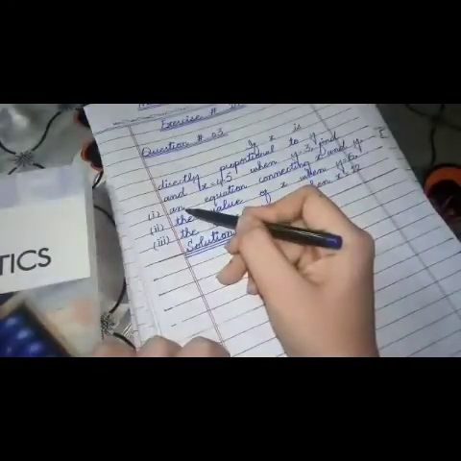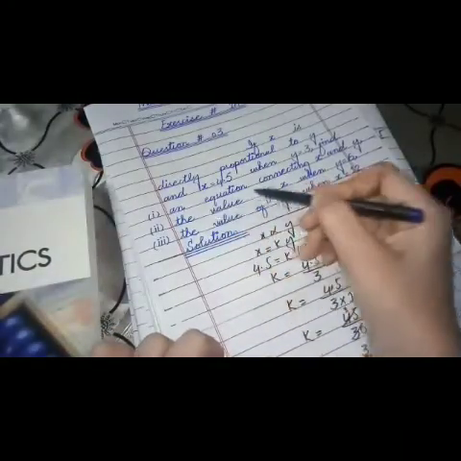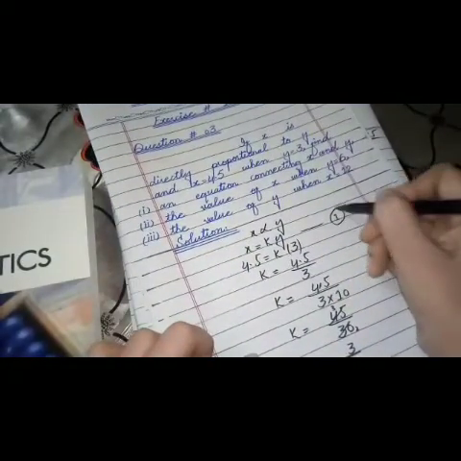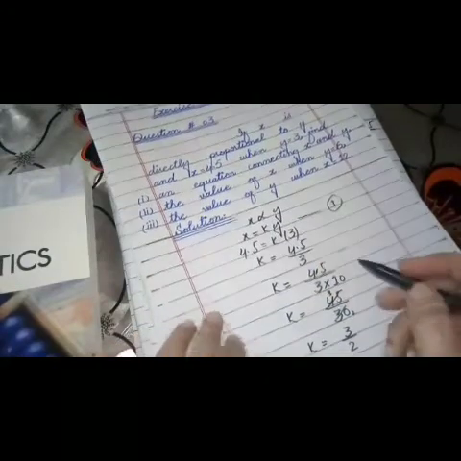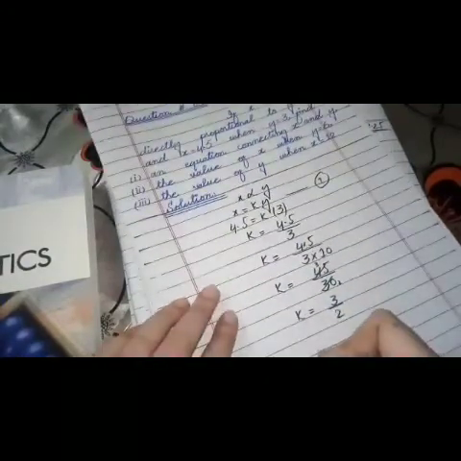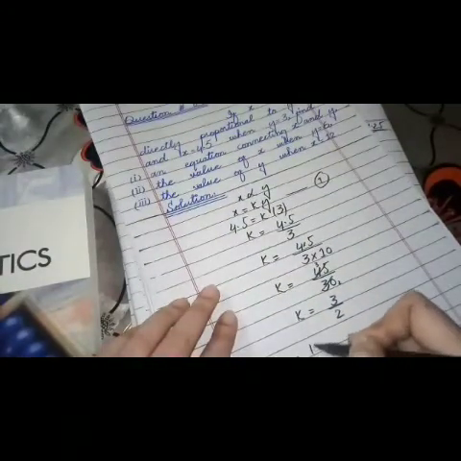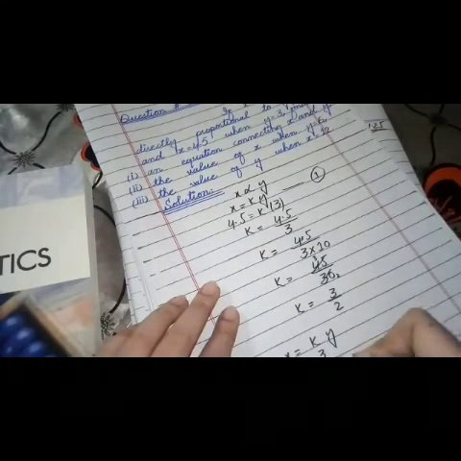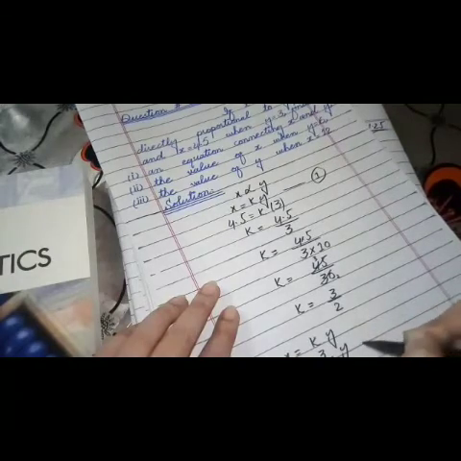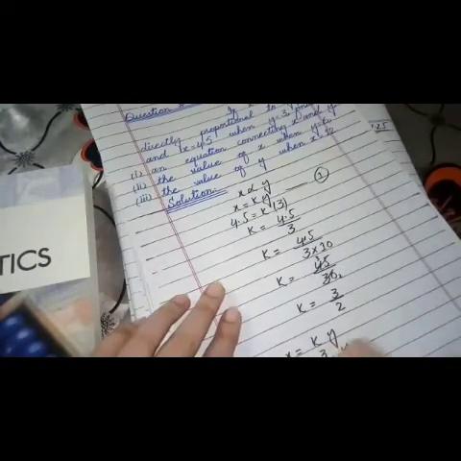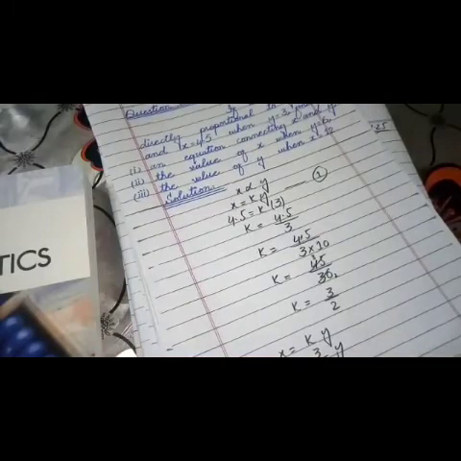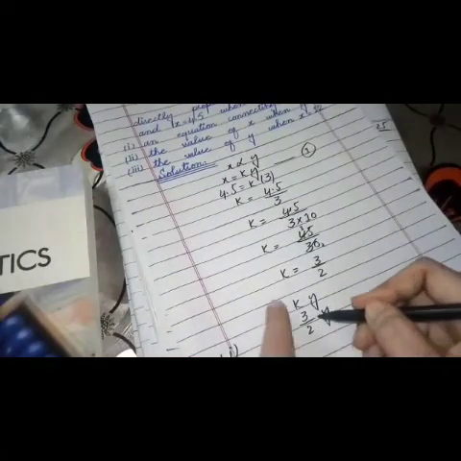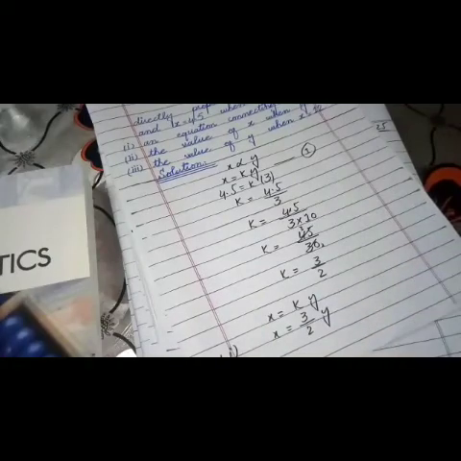Now come to part 1, an equation connecting x and y. This is the basic equation. We want to connect x and y. What's the value of k here? 3 by 2, into y. It's part 1 answer. These x and y are connecting. 3 by 2, the value of k, is placed here.